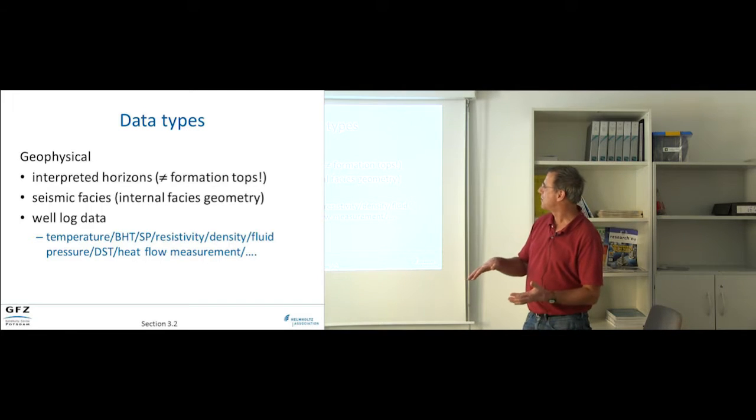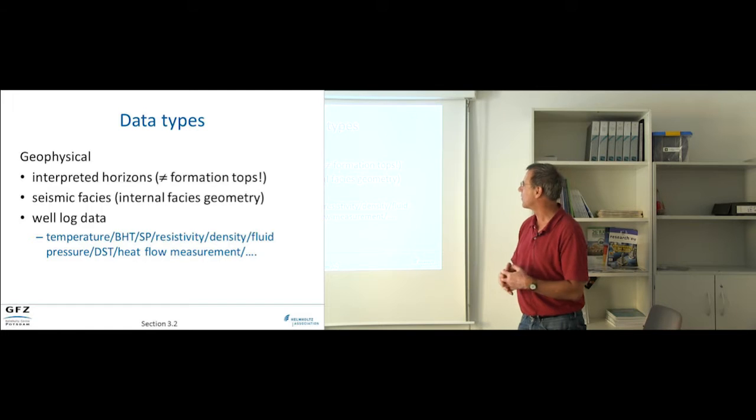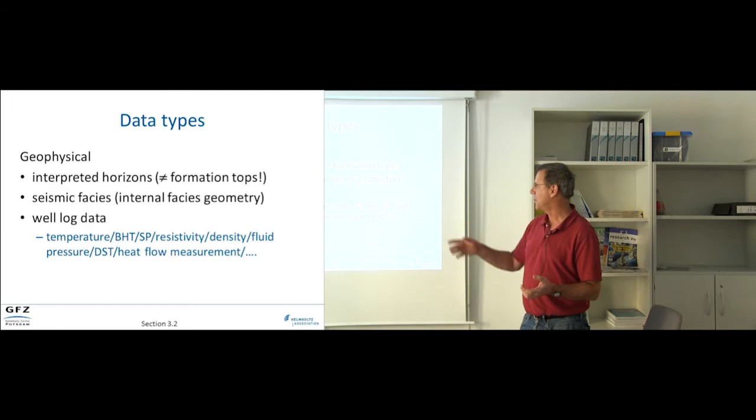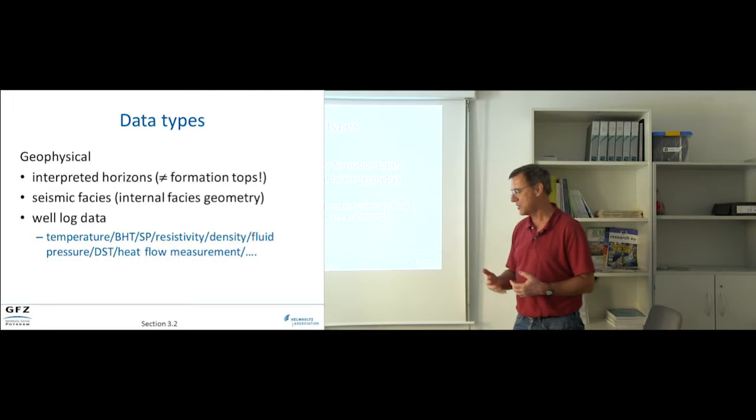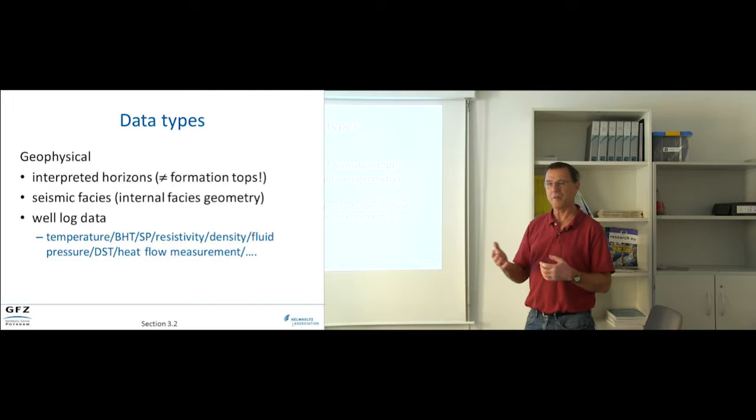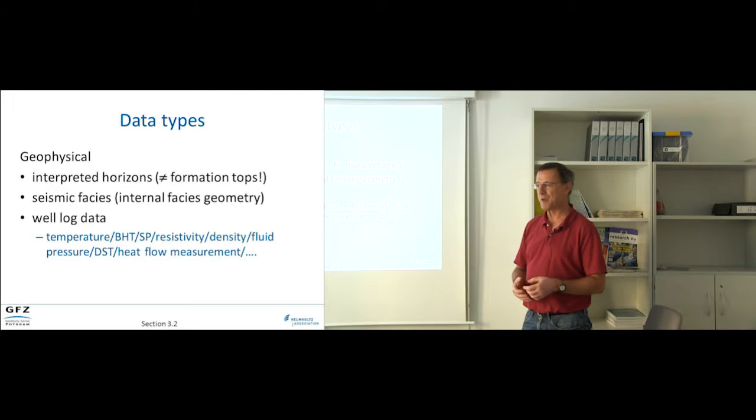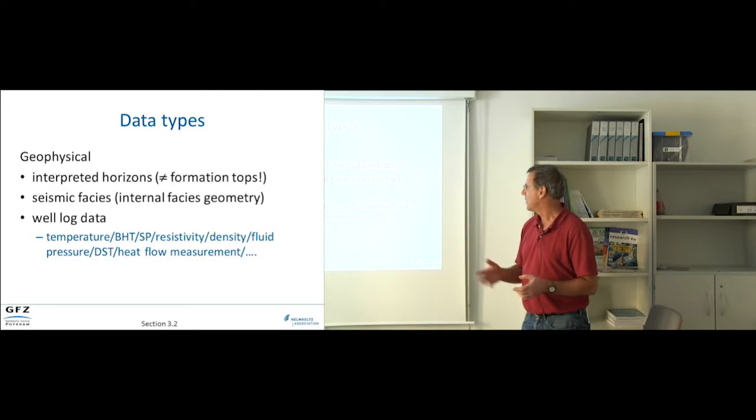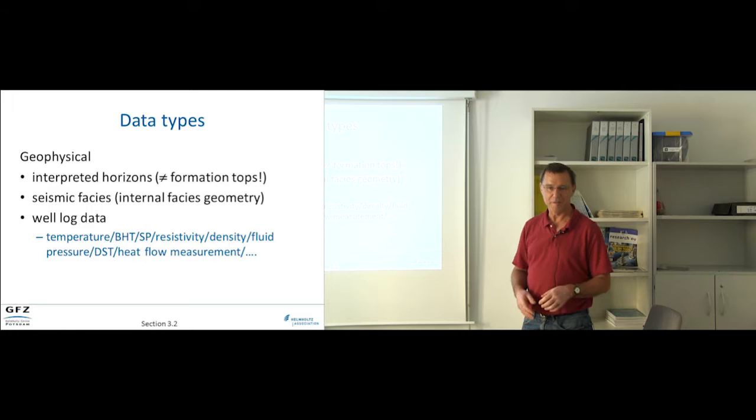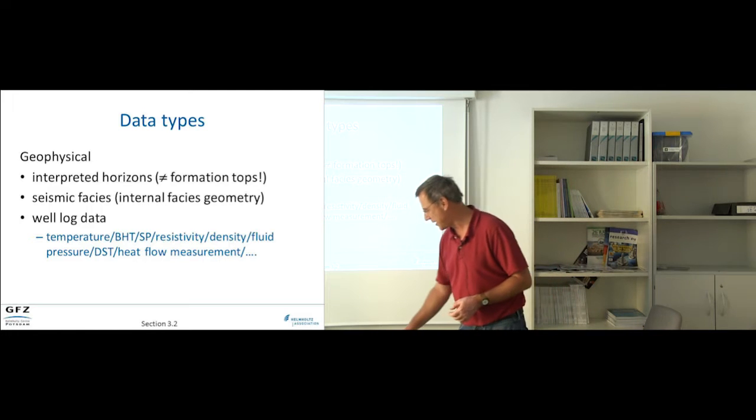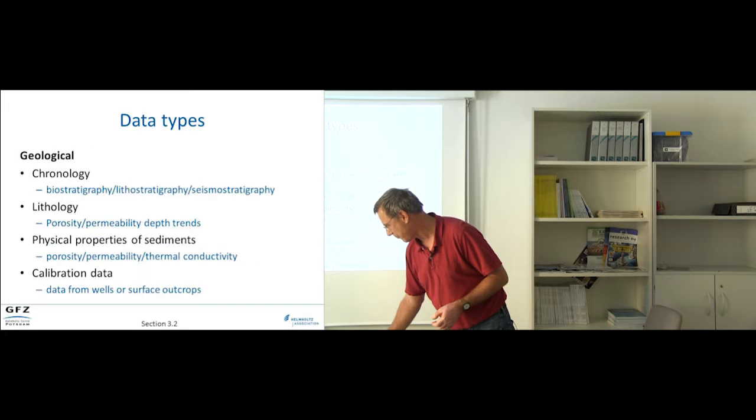I subdivided it still a little bit to get more feeling for that. You have geophysical data from seismics and well log data, which you then need later to define your lithologies and their thermal properties and compaction behavior, and also you need temperature or other data to calibrate your model. We come to this at the very end. There would be temperature, borehole data, spontaneous logs, resistivity logs, drill stem tests, whatsoever. All this data can be useful to construct your model.